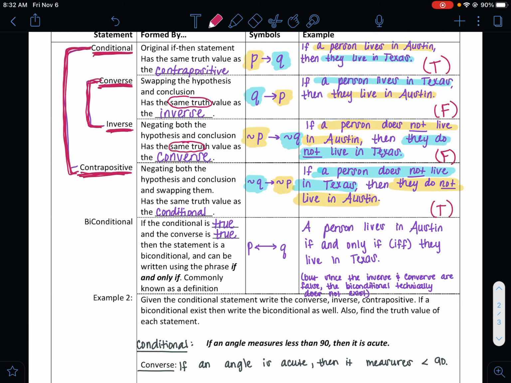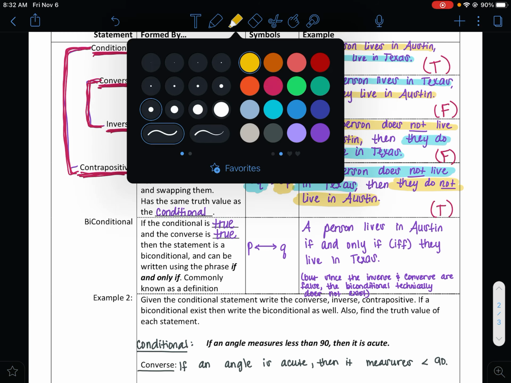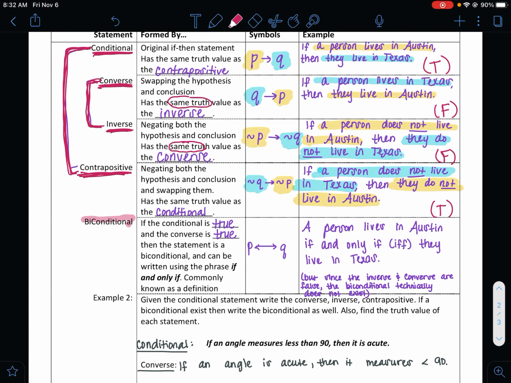All right, now we're going to talk about biconditional. A biconditional statement happens when the conditional is true and the converse is true. So the conditional and the converse have to be true. If both of those are true, then it is biconditional, and the way that we write it is by using if and only if. That's how we write if and only if in shorthand.